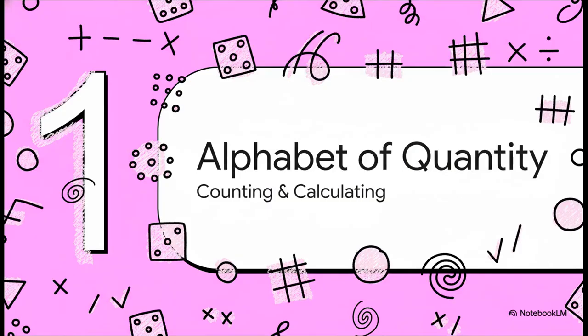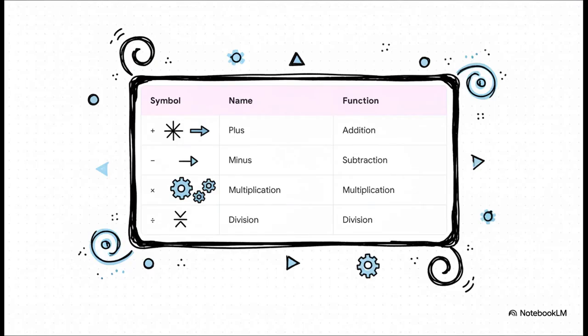Okay, so where do you start with any language? The alphabet, of course. And in math, our alphabet is all about quantity. These are the absolute basics, the symbols for counting and calculating. And here they are. You know these guys, right? Plus, minus, times, divide. Think of these as the verbs of math. They're the action words. They tell us what to do with the numbers. Everything, and I mean everything, is built on these four.